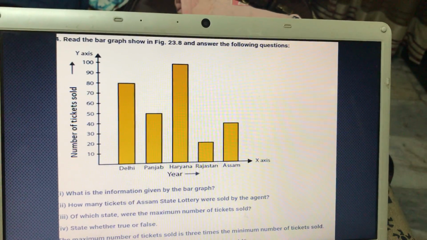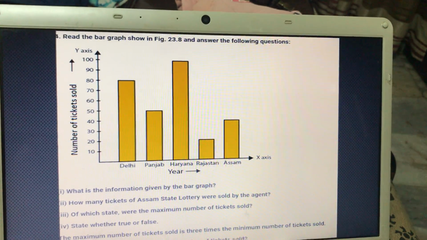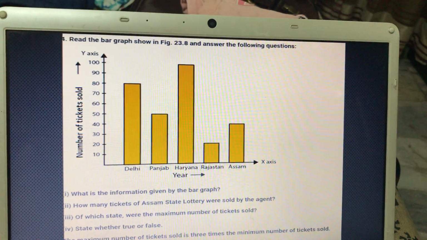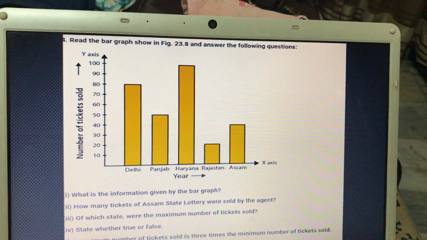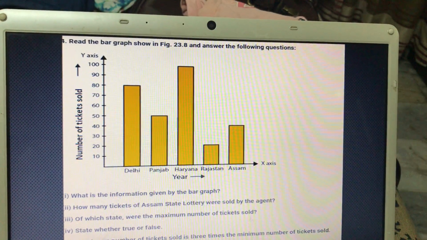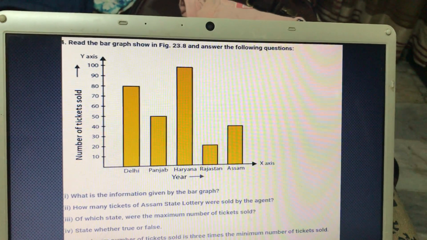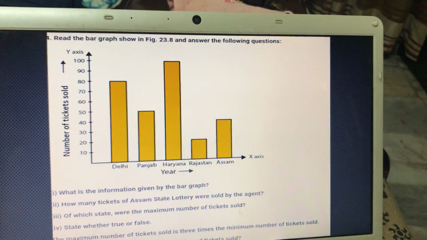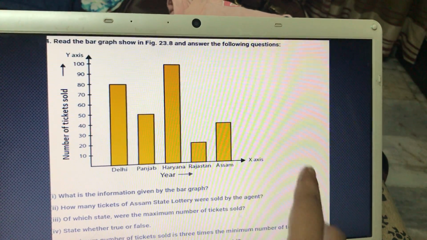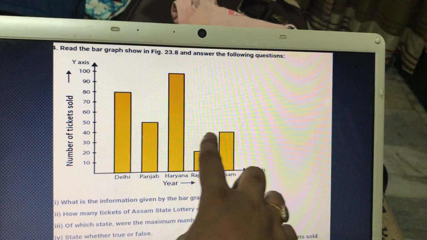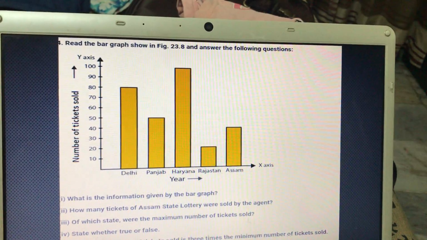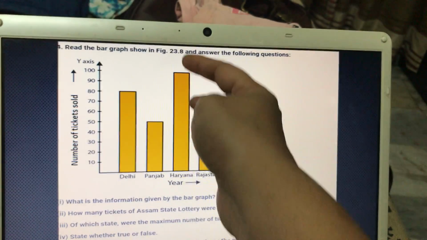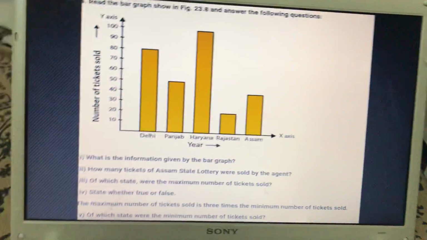Next again, you have to see this and answer the questions. What is the information given by the bar graph? So these are the number of tickets sold in different regions of India, or you can say different states of India. How many tickets of Assam state lottery were sold by the agent? So for Assam we have how many tickets? 40. Of which state were the maximum number of tickets sold? Clearly Haryana has the maximum number of tickets sold.